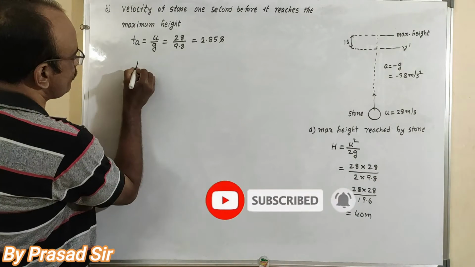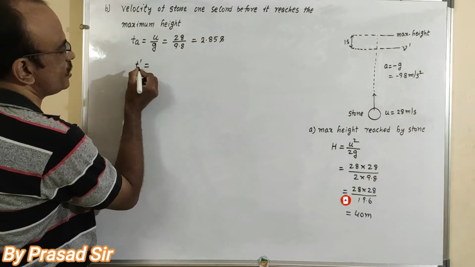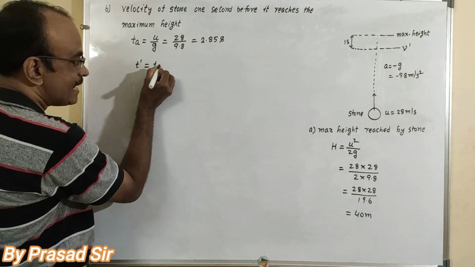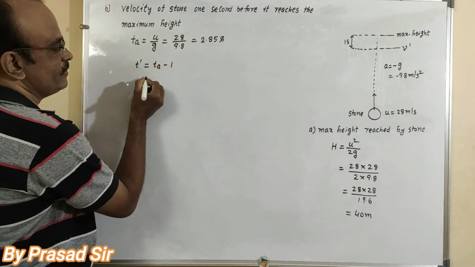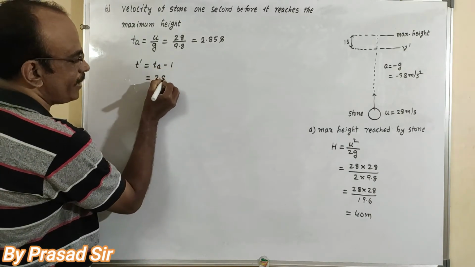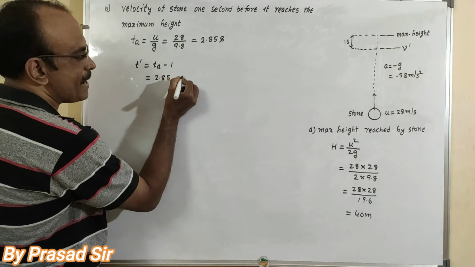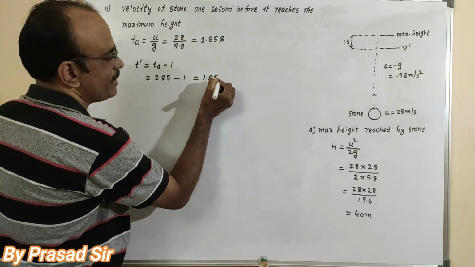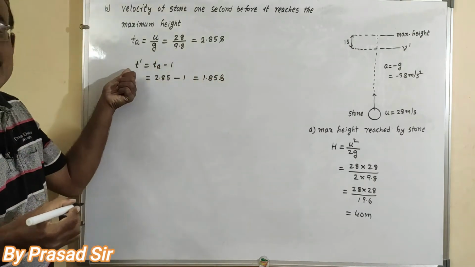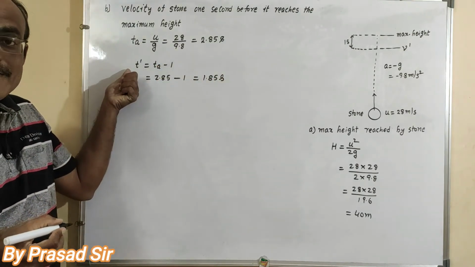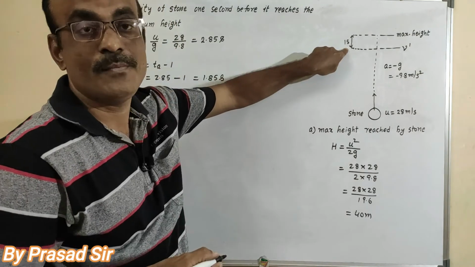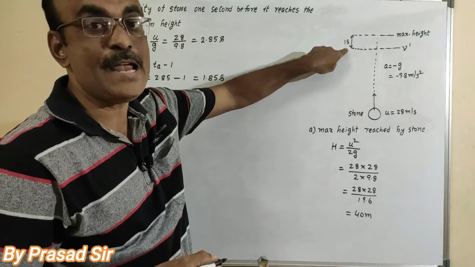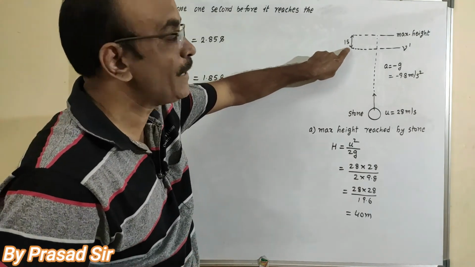So 1 second before, how much time? That is T dash is equal to the time of ascent minus 1. So 2.85 minus 1 is equal to 1.85 seconds. So that is the time at this particular point, that means the time taken by the stone to reach this particular point.